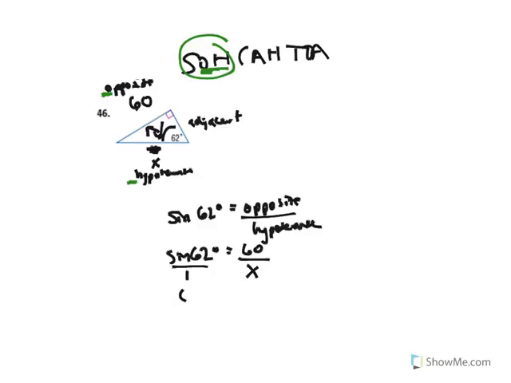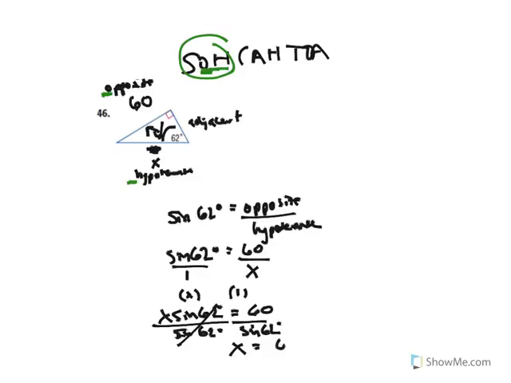So now I solve my fraction, and I get x times sine of 62 equals 60. Now I divide both sides by the sine of 62. This here cancels, and I get x equals 60 over the sine of 62. And I plug this part into my calculator with the denominator in parentheses. And that's what happens if you get x in the denominator.